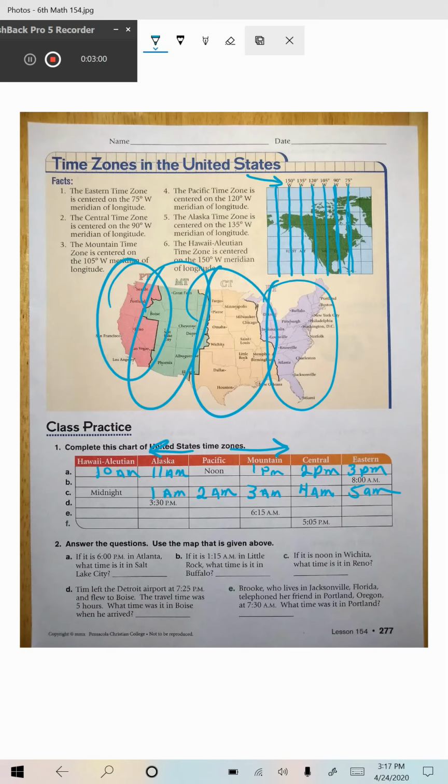If it were 6 o'clock in Atlanta, what time is it in Salt Lake City? So on this one, all the way from Eastern, which is where Atlanta is, all the way to Utah. So we're going 2 time zones, so 2 hours back.